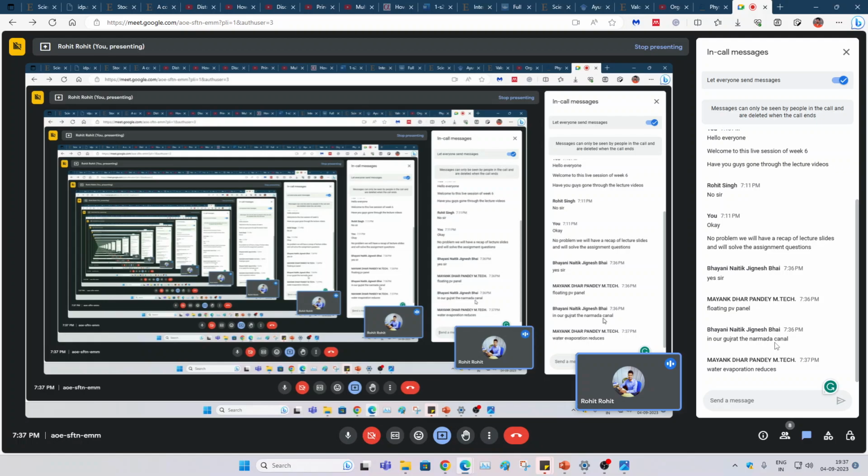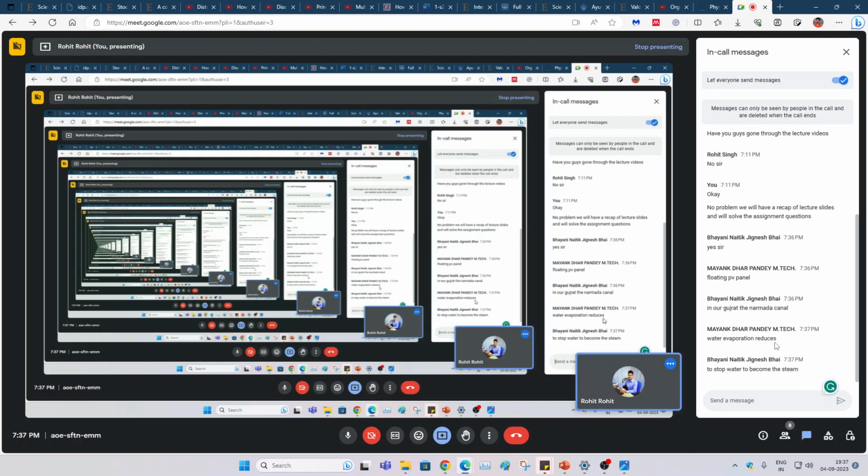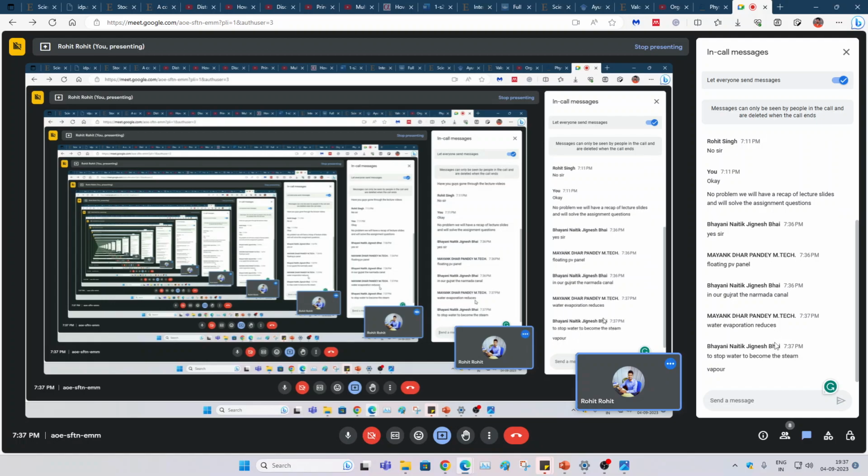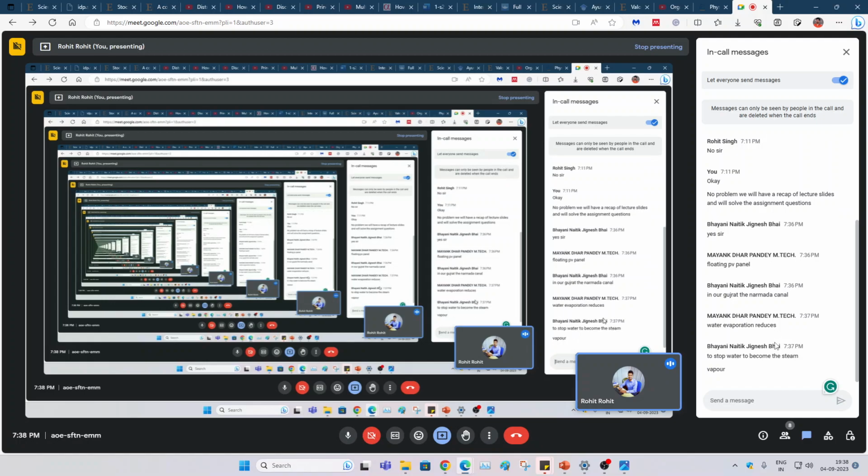Mayank is saying water evaporation reduces. Very fantastic point, to stop water from the... Actually, solar energy doesn't convert water to steam directly. Yeah, it can convert it to vapor.